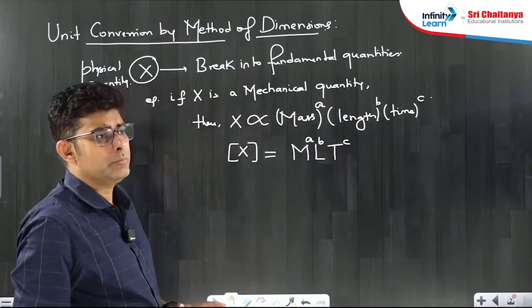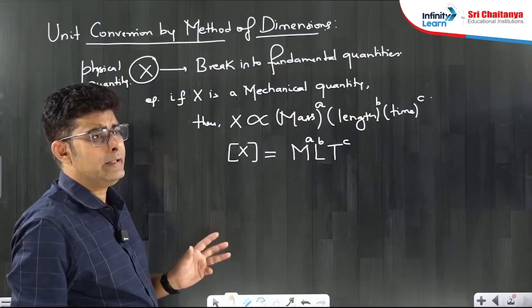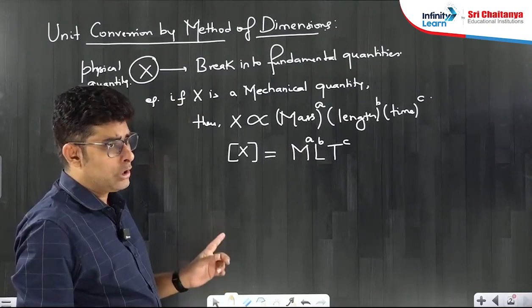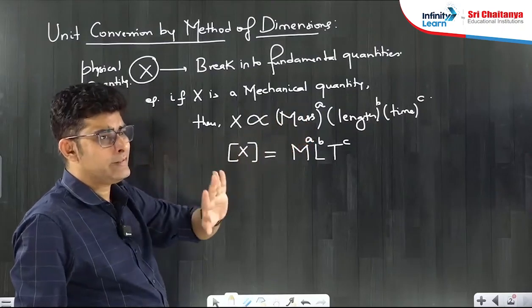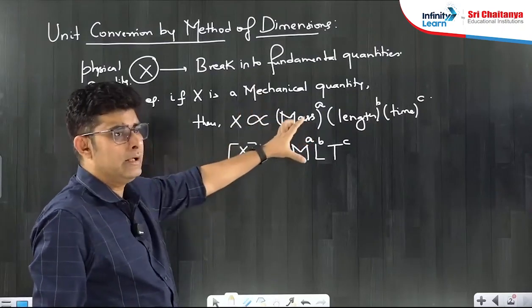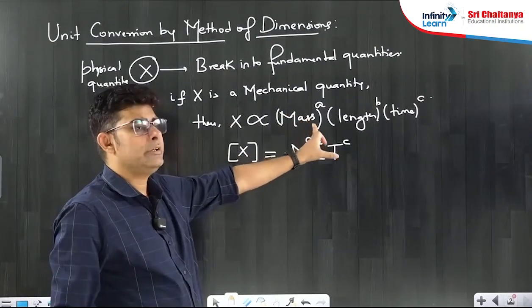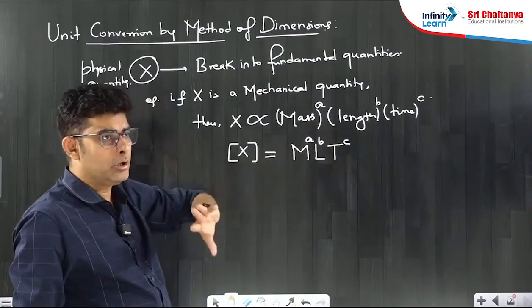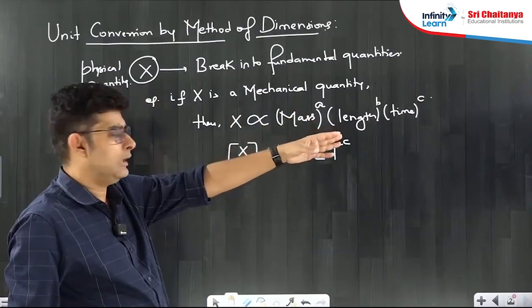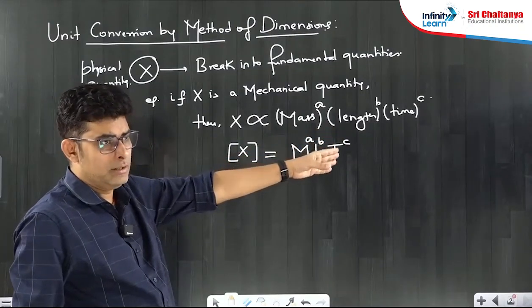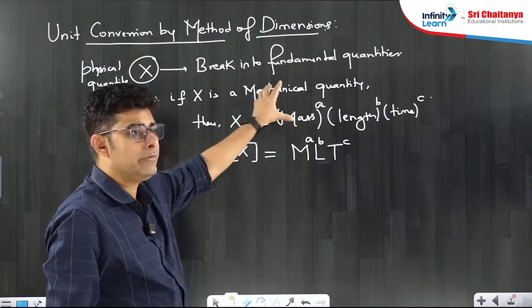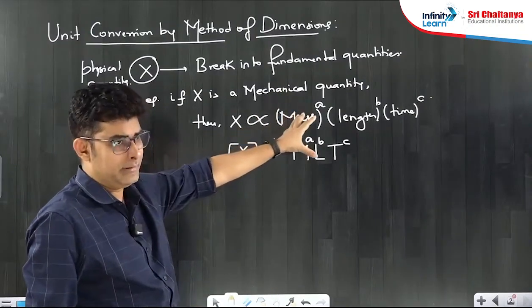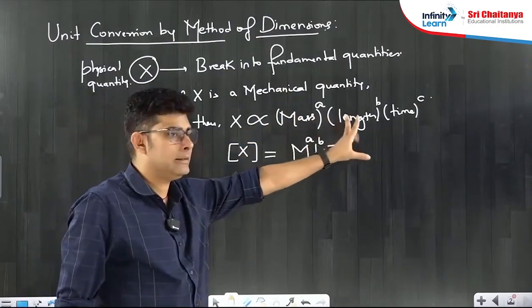Now some students are continuously writing M, L, T, A, K. I am talking here strictly about mechanical quantities. So we will restrict our present study only to those quantities which depend on mass, length and time only, not on current or temperature and so on. So kindly don't repeat the same thing again and again. I have strictly mentioned that we are now talking about mechanical quantities, so it will depend only on mass, length and time.